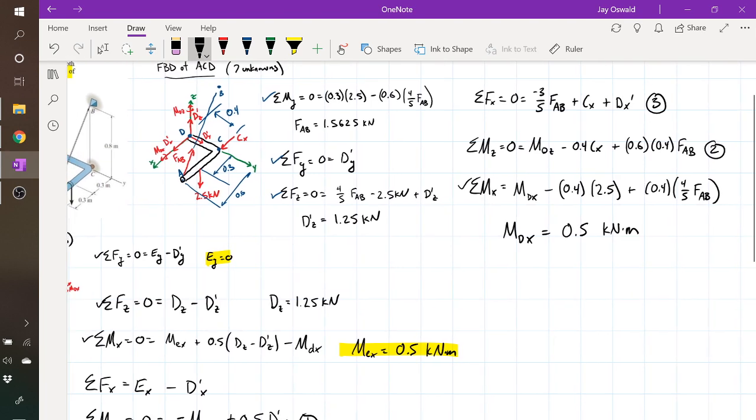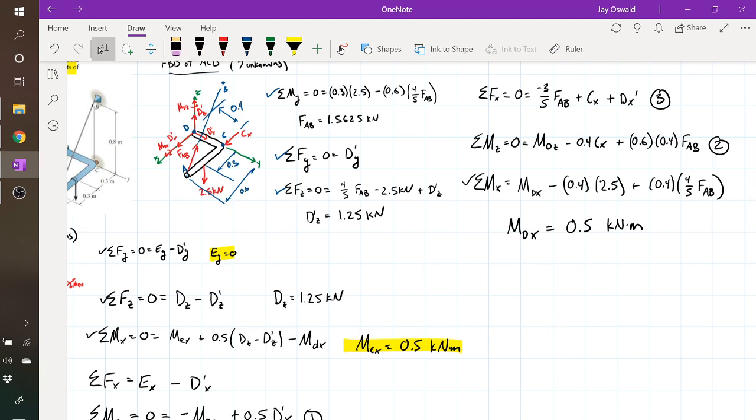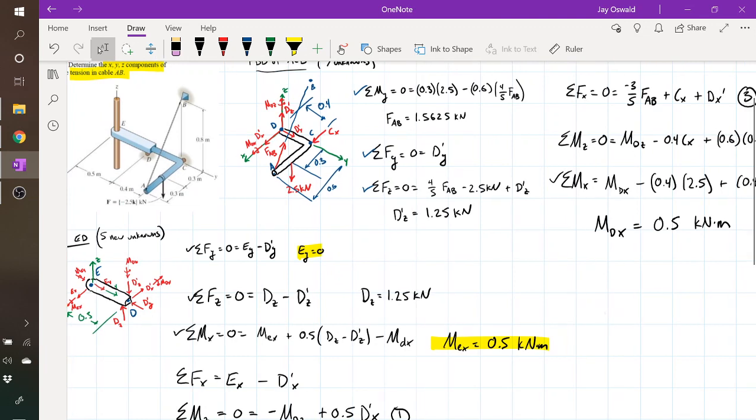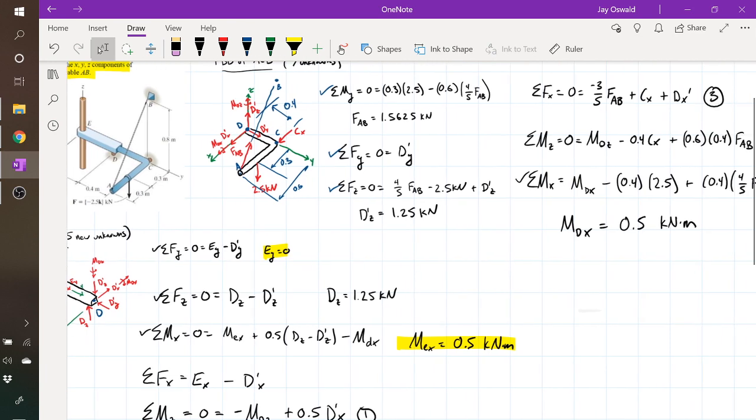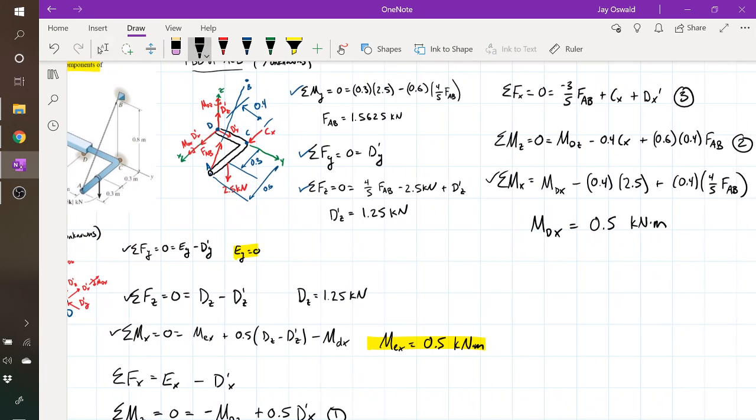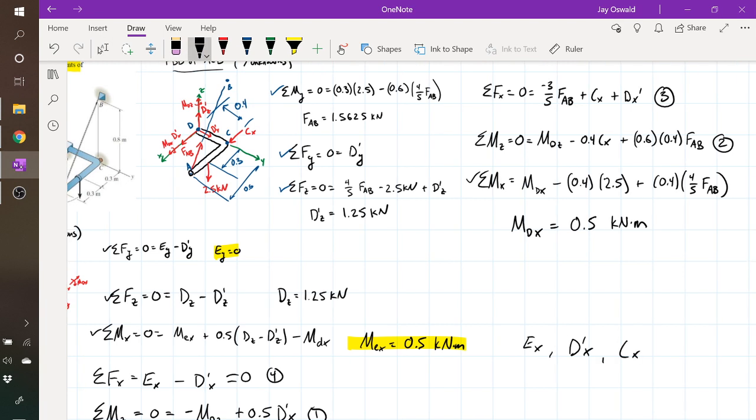Something's not right here. So what don't we know? Well, that gives us 3 unknowns, 3 equations. But we also don't know this one. Sum of forces in x is equal to 0. So I think we have 4 equations. So our unknowns at this point are EX, D prime X, CX, MDZ. Right? And then there's 4 equations.